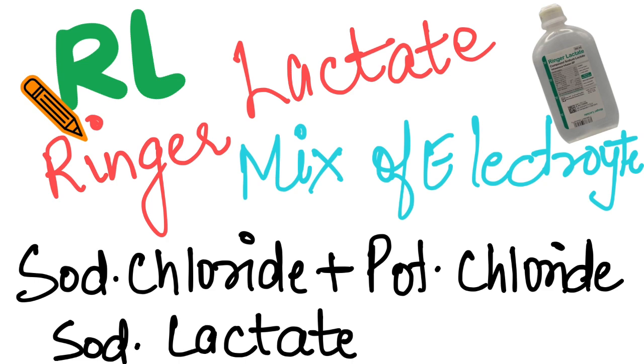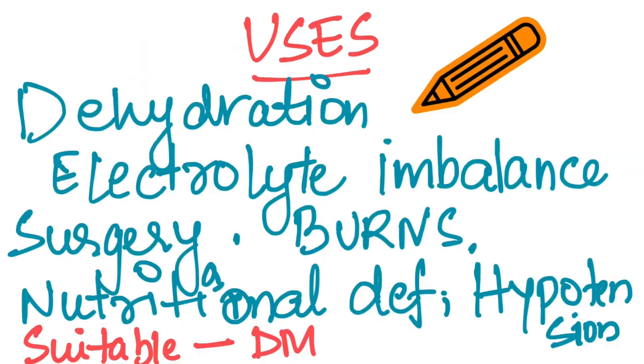So the use of this fluid is, again, no doubt, number one is dehydration. You can always give it to patients with dehydration. If somebody is having electrolyte imbalance because of multiple episodes of vomiting, you can give it in those cases. Surgery, if the patient is NPO, and post surgery also we are not starting diet very soon. So in case of surgery also, burns, nutritional deficiency, hypertension, this is also suitable for diabetic patients, DM, that is diabetes mellitus. So you can also give this fluid to a diabetic patient.